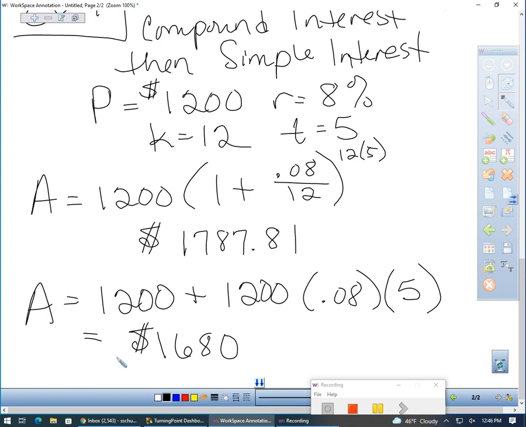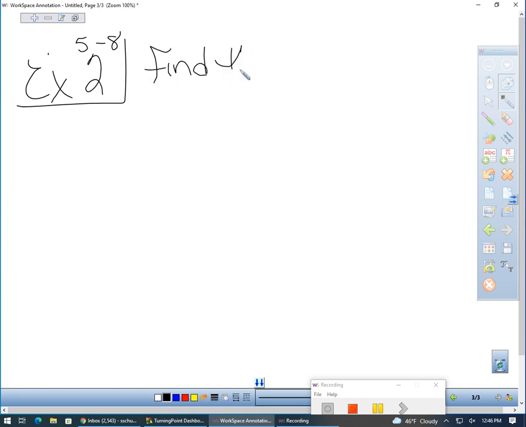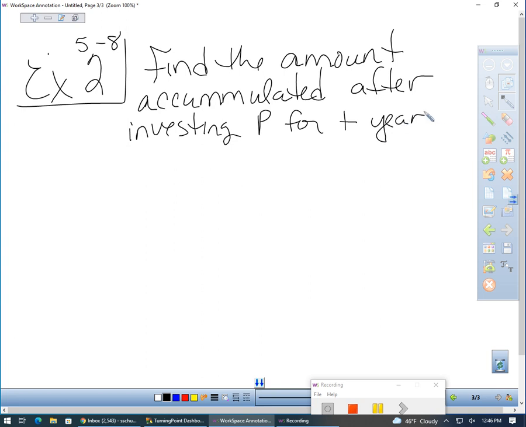All right. Example number 2, we are doing 5 through 8. And this is going to say, find the amount accumulated after investing P for T years at K times a year. So those directions simply mean compound interest, doesn't it? It's our compound interest equation.